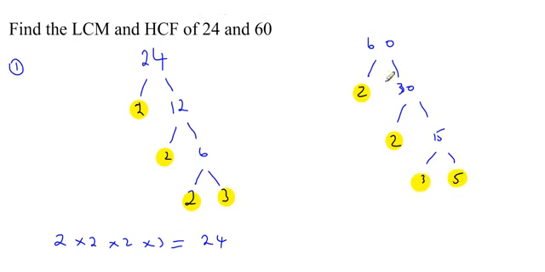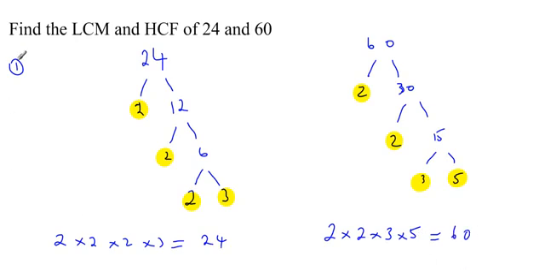So 3 and 5. And I've managed to break down 60 into its prime factors. So I can multiply those together. Again, I'll write them in ascending order. So 2 times 2 times 3 times 5. If you multiply those together, 2 times 2 is 4, 4 times 3 is 12, 12 times 5 is 60.